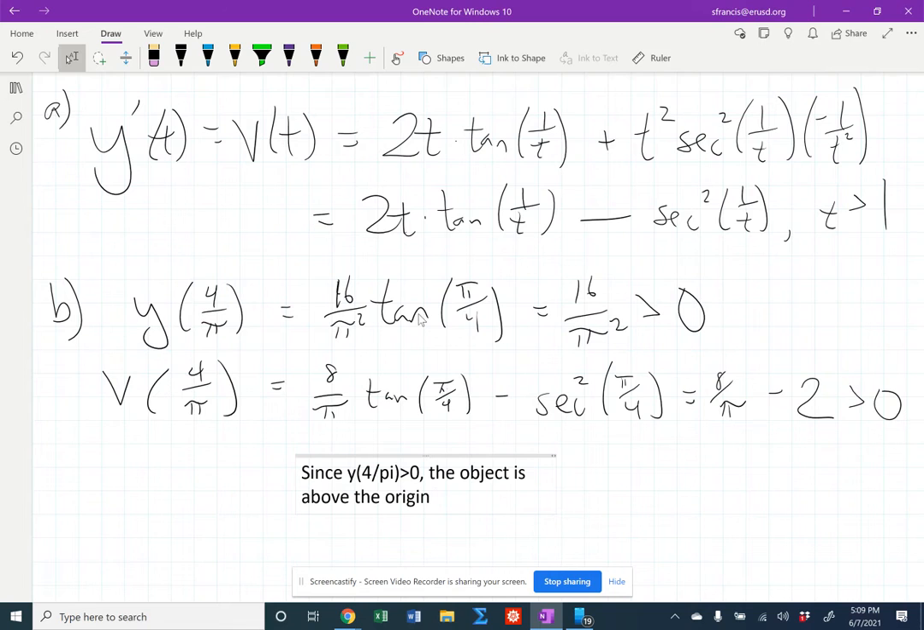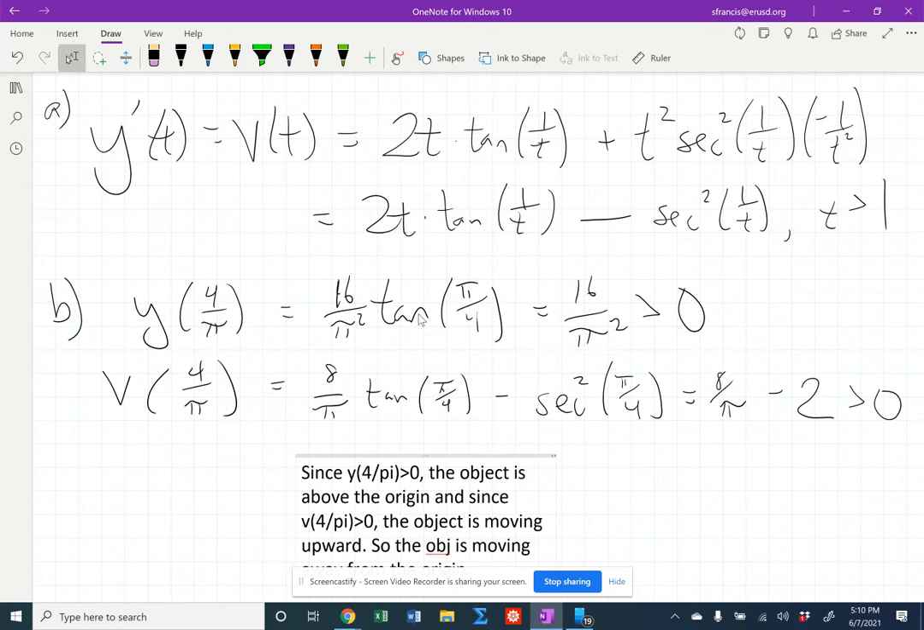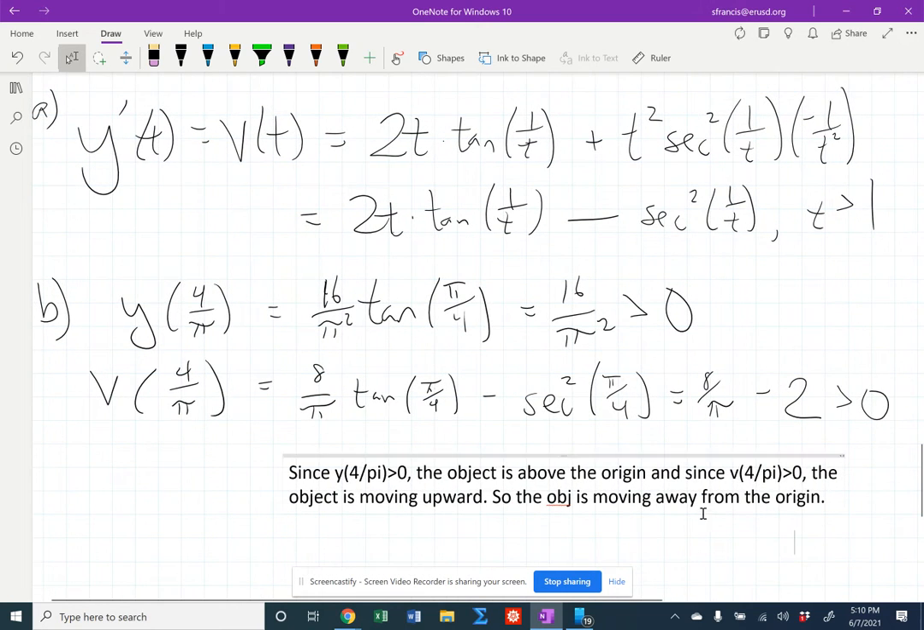So it's above the origin, and since v of 4 over pi is greater than 0, the object is moving upward. So the object is moving away from the origin. I don't know if you can see that on my screen. It went behind something or another. Something like that. They were actually looking to see that you got these two values, and then you wrote a sentence explaining yourself.